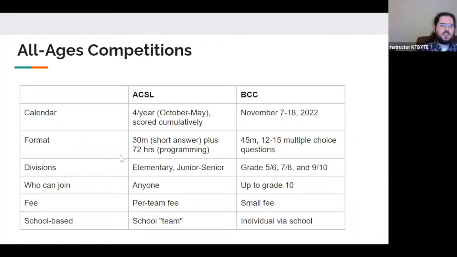So ACSL is the American Computer Science League, and this is what I participated in when I was in school way back when. It's accessible for middle school students through high school in terms of the programming component. And in the last 10 years or so, they have added even an elementary division, which has short answer questions that are accessible to very young students.